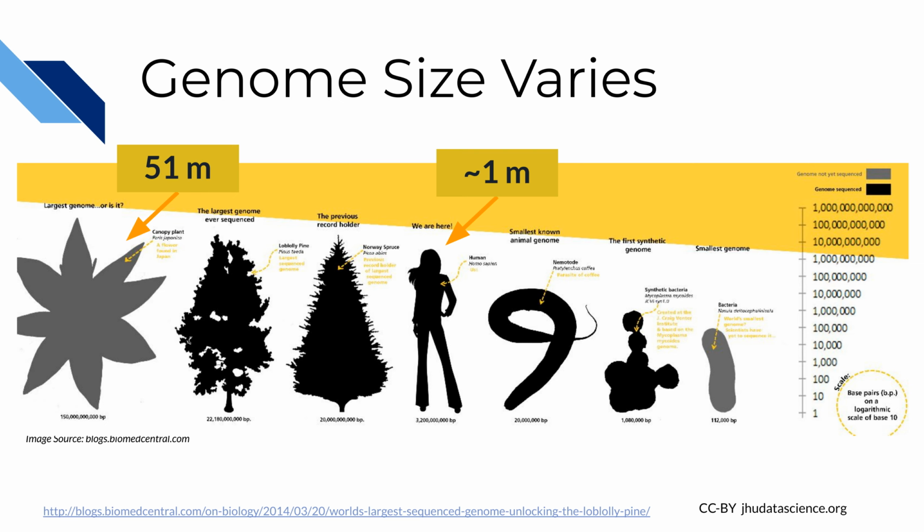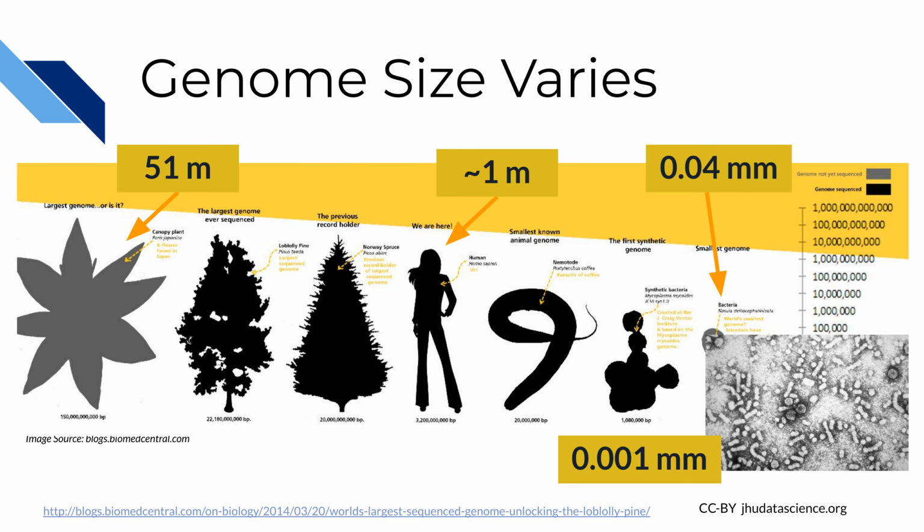The genome of the canopy plant, Paris japonica, would be 51 meters stretched out. This could be as tall as a 14-story building. Meanwhile, the genomes of bacteria can be very small. The genome from this bacterium from the Nasuya genus would only be 0.04 millimeters if stretched out. Virus genomes can be even smaller. For example, the hepatitis B genome is only about 3,000 bases long. This is only 0.001 millimeters when stretched out.